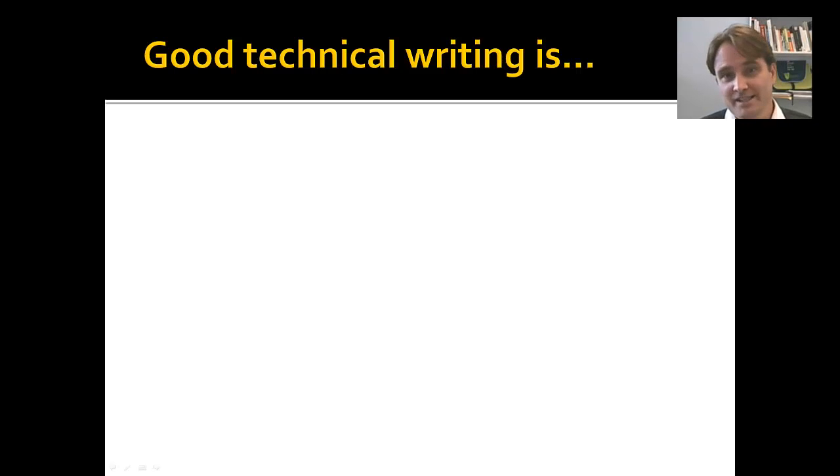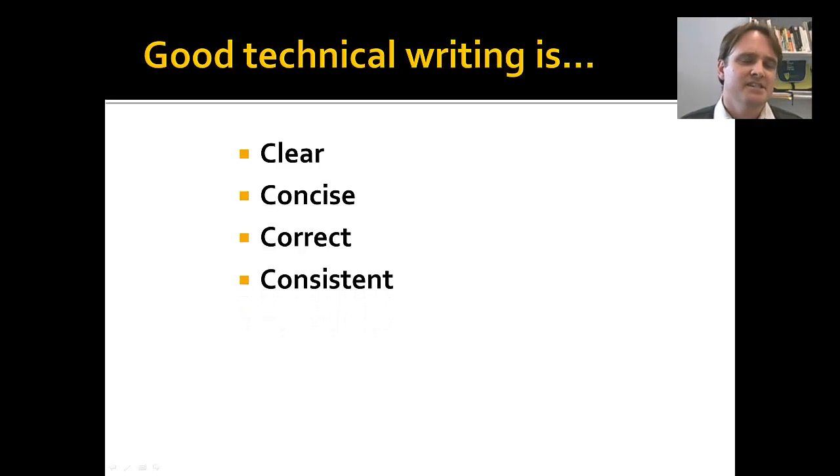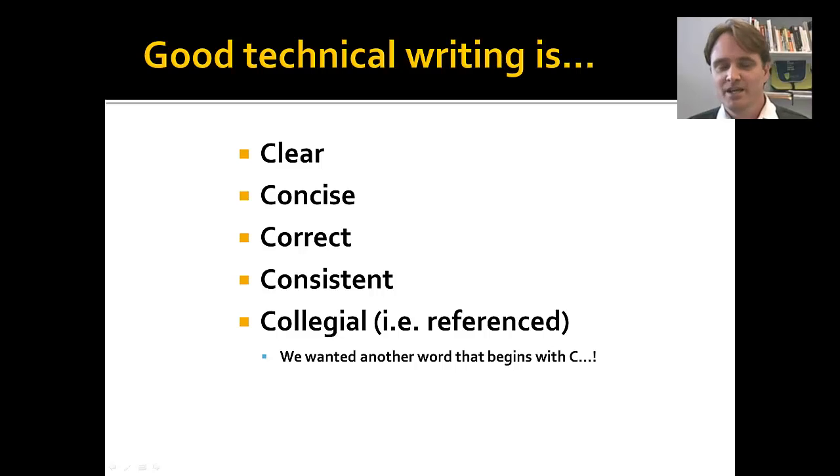So good technical writing is clear, so what you're trying to say can be easily understood by the person who is reading it. It's concise in that it doesn't say anything more than it needs to. It just has the essential elements. It's correct in terms of spelling, grammar, punctuation, but also in terms of formatting and so on. And it's consistent in its use of terminology, in its units of measurement, and so on. And it's collegial. Normally we would say it includes referencing or something like that, but hey, we had 4 C's, we wanted another C.